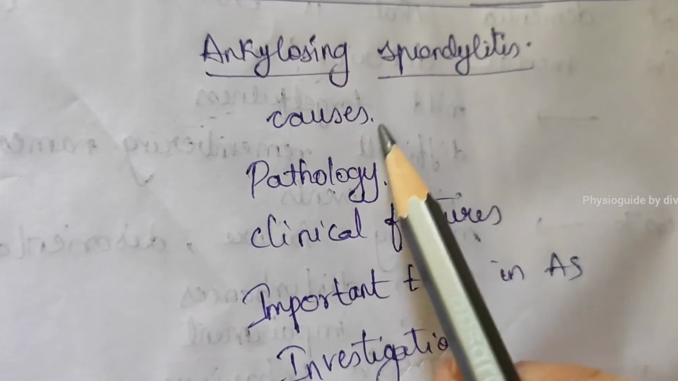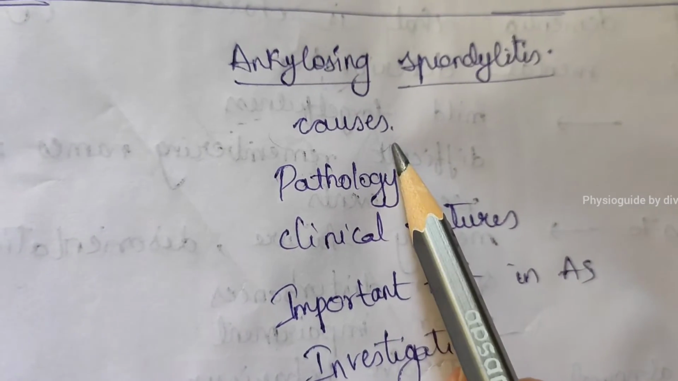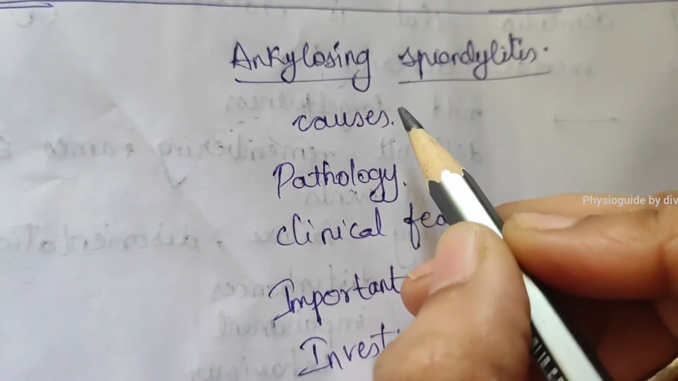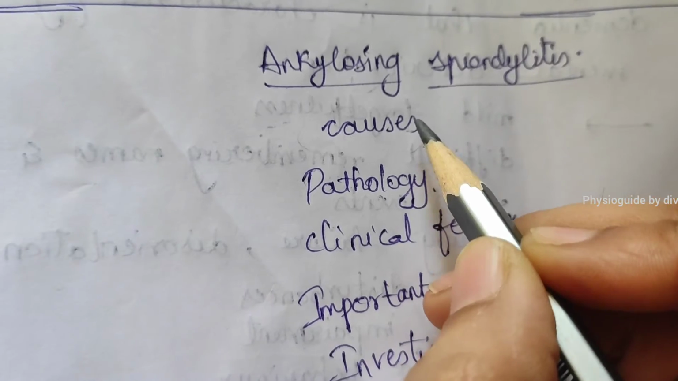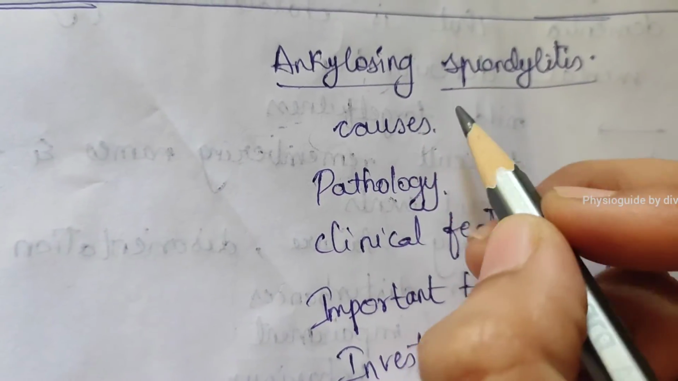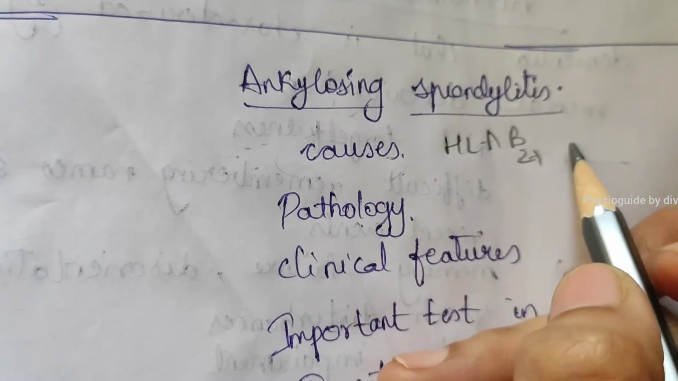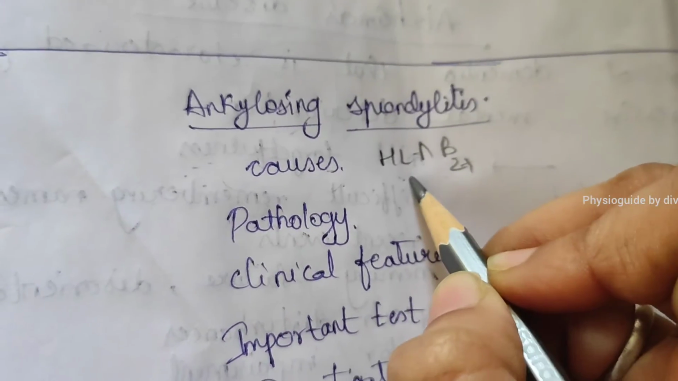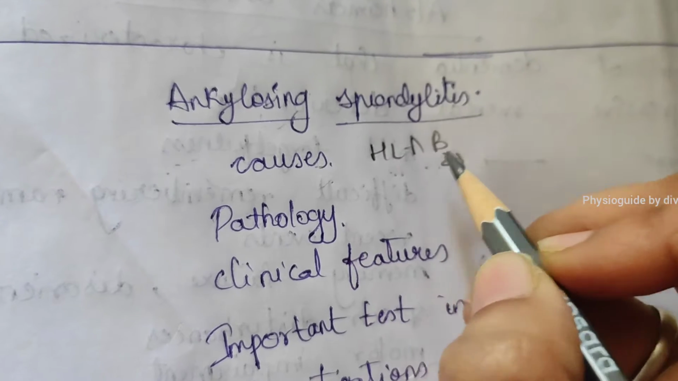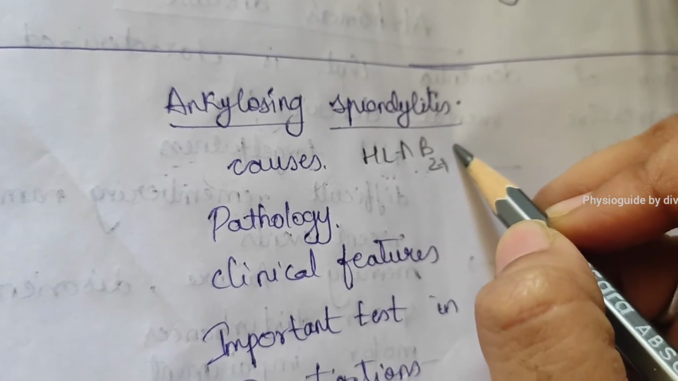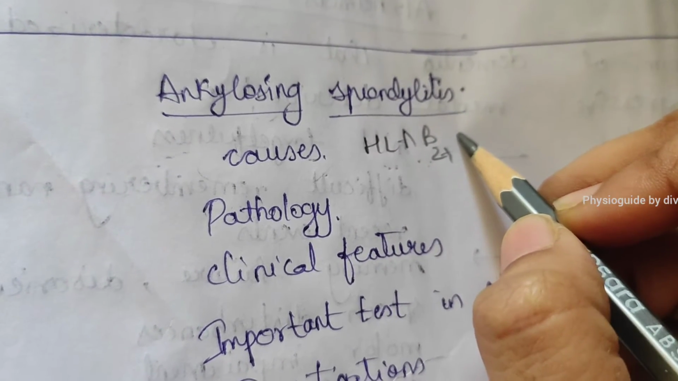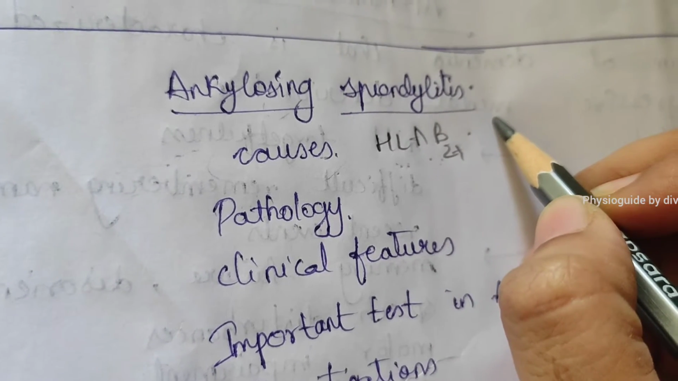So the cause of why ankylosing spondylitis occurs is unknown. Next, people who have the gene HLA-B27 are at great risk. It is strongly associated with the HLA-B27 genetic marker, in about 80% of them, and it commonly occurs in young adult males.